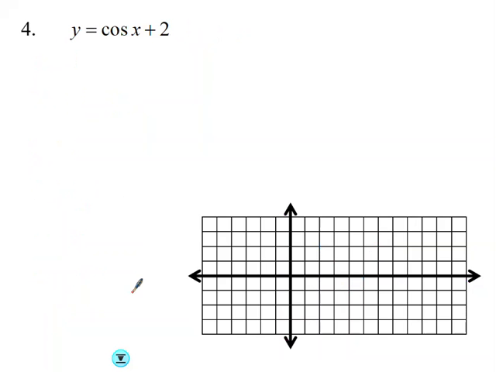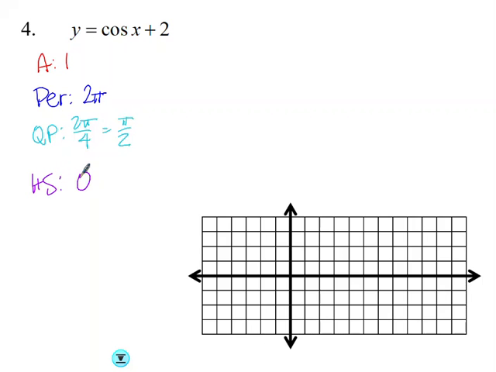Next, we have y equals cosine x plus 2. The amplitude is still 1. Since we do not have parentheses in this equation, c is 0, and the positive 2 at the end of the function is d, or our vertical shift. The period is going to be 2 pi, so the quarter period is 2 pi over 4, or pi over 2. Horizontal shift is 0, and the vertical shift is 2, so we're going up 2. Our starting point is going to be 0, 2. So I'm going to label my axes.